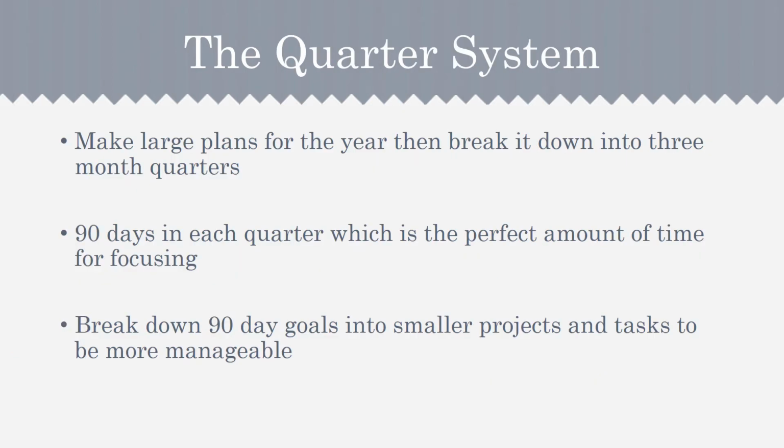So we are going to be doing this through the quarter-based system. We're going to first make the large plan for the year and then break it down into 3-month quarters. So there will be 4 3-month quarters throughout the year. Each of the quarters has roughly 90 days, which is the perfect amount of time for keeping your focus. Anything over that, it's easier to lose track and lose focus.